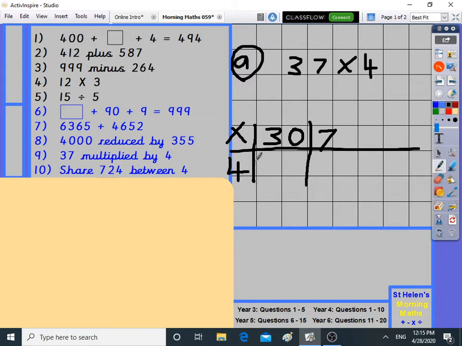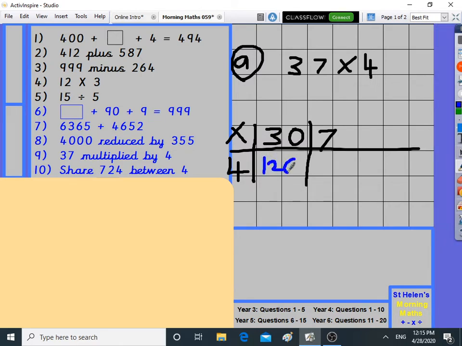4 down here. Let's do the answers in blue. 4 times 3 is 12. Place a 0. 4 times 7 is 28. So we have 120 and 28. 120 plus 28. And would actually mean plus in maths. If you see and, it's normally going to mean plus. 120 plus 28. It's going to be 148.